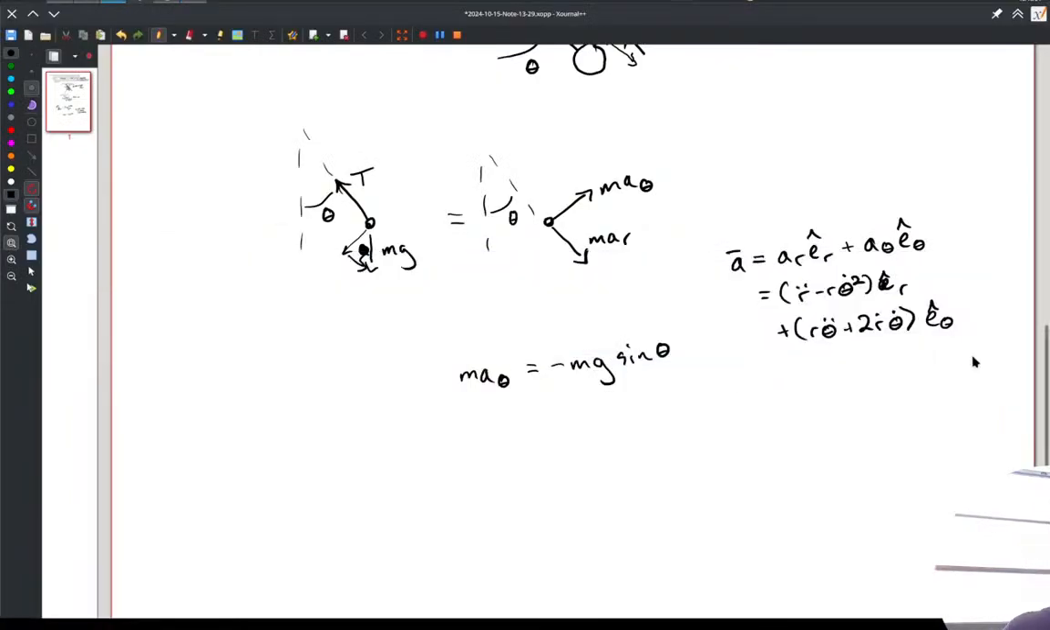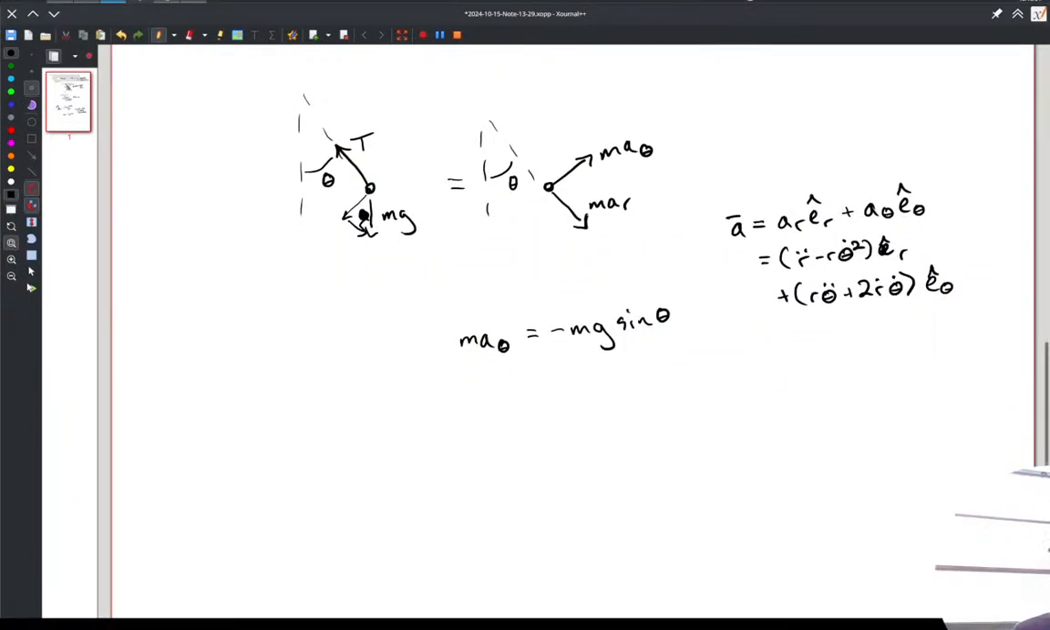So because R is constant, like R equals L, then all these R dot terms disappear, and then I have m L theta double dot equals negative m g sine of theta. So theta double dot equals negative g over L times sine of theta.